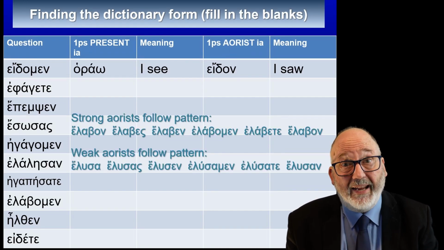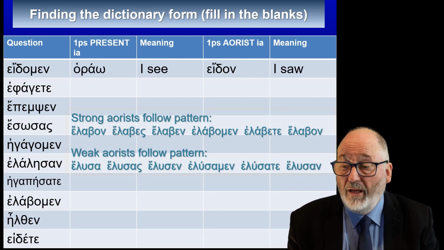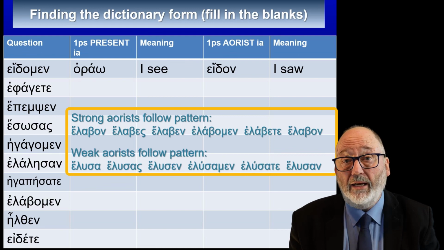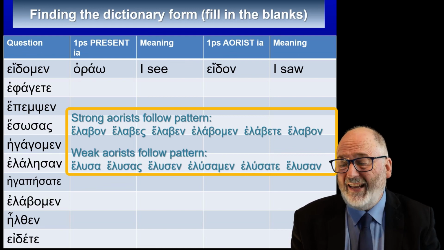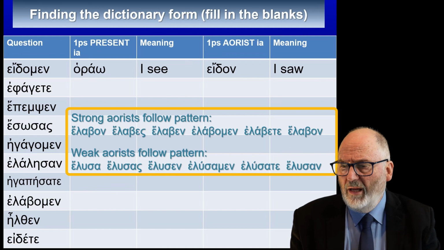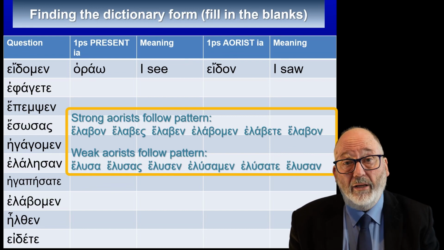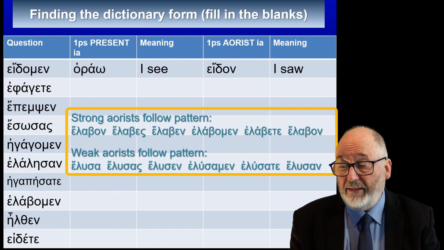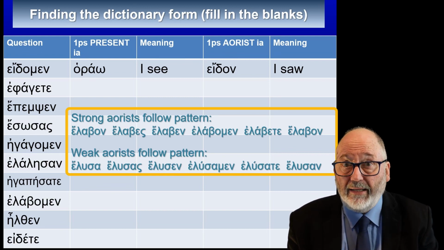The first clue is the endings that you find on the verbs. We know that a strong aorist will follow the pattern elabon, elabes, elabe. So it's going to have an -on, -es, -e ending. A weak aorist is going to follow the pattern elusa, elusas, elusen. So it will have a sa or a sas or a sen or a samen or a sate or a san.